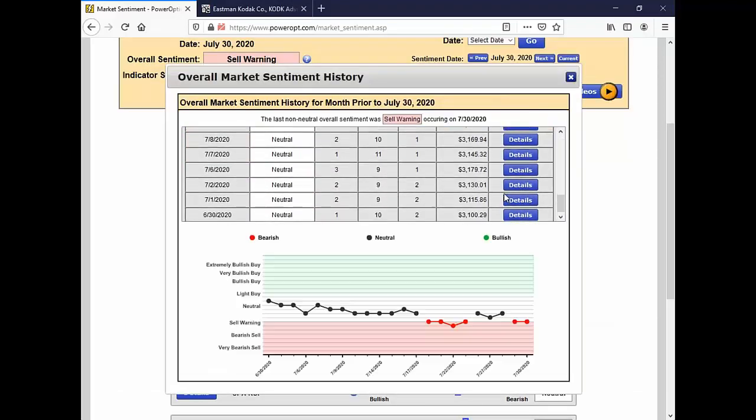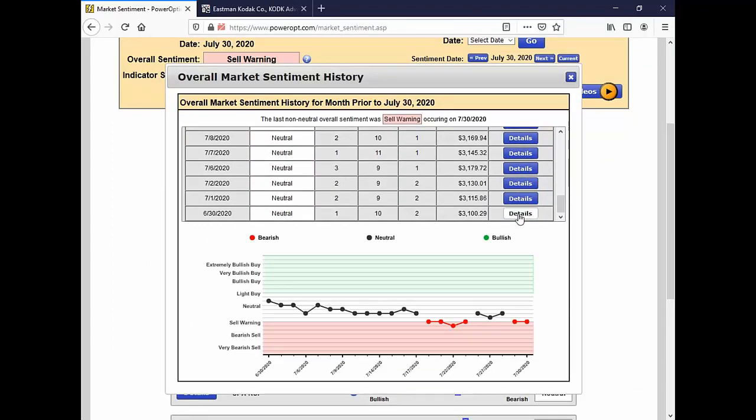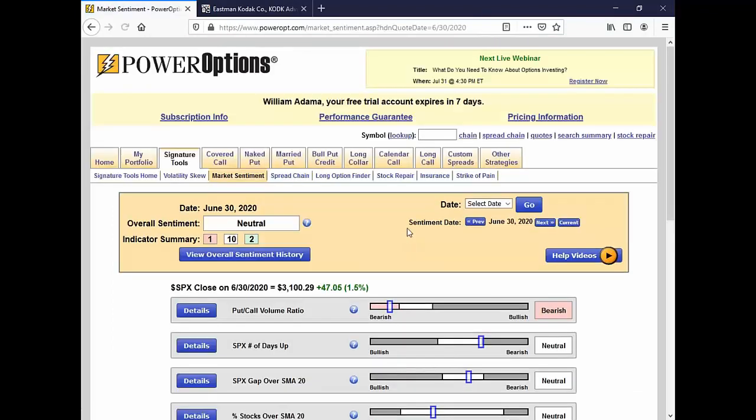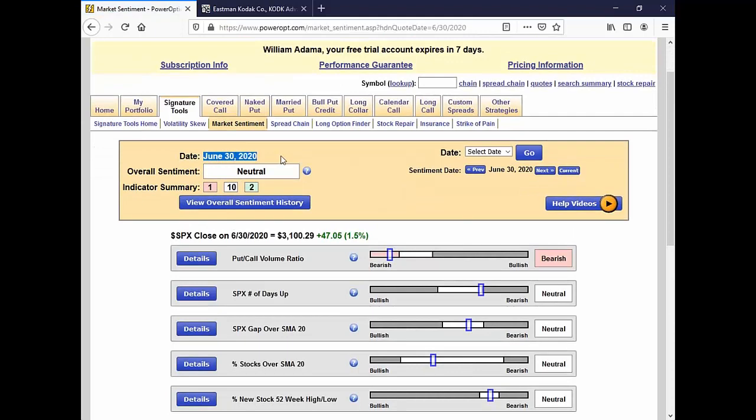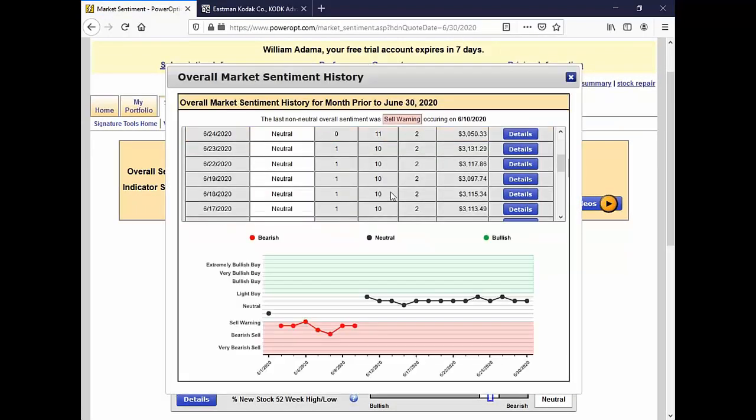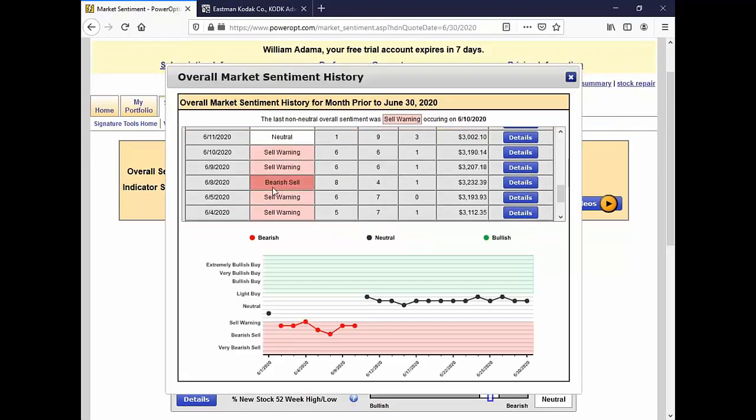And let me see how far I can go back. So it's been neutral through most of June. Choppiness, as Sam had mentioned. I clicked the history, so it took me back to June 30th. Let's see how much farther I can go back. There it is. That last bearish sell we saw, this is the one I was talking about. It got up to 8. So 6 is still a sell warning. I think 7 and 8 are the bearish sells. And that's when we were at 32.32.